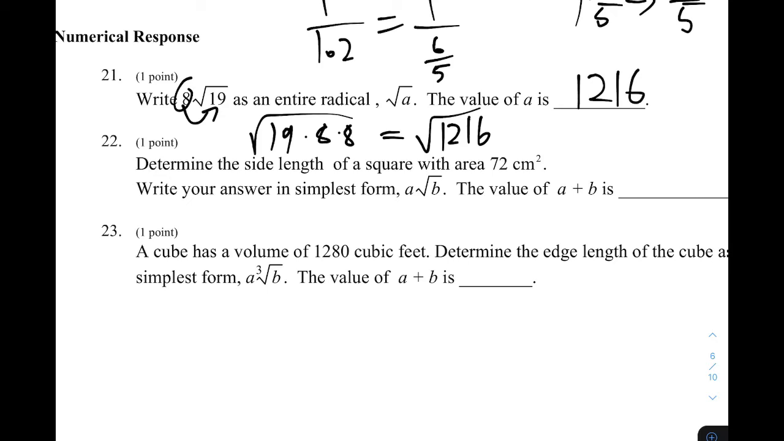So we would write just the A part in there. Just that bit is just that bit. So we'd write 1216.